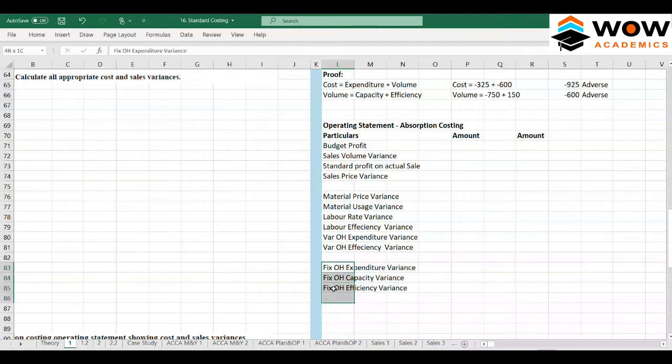So these overheads would be more than enough. Finally, when you do all of this, you will end up with actual profit. So we'll get all these numbers here.